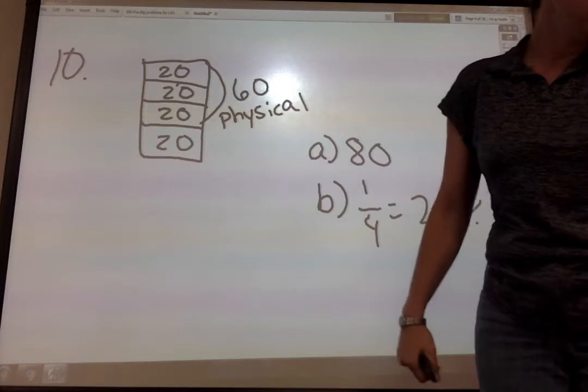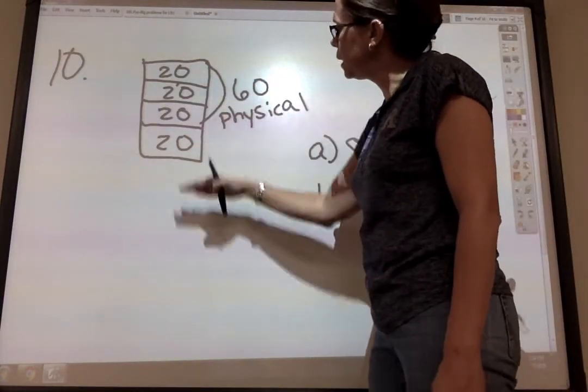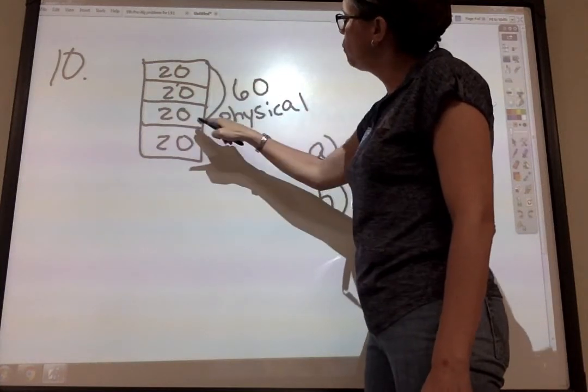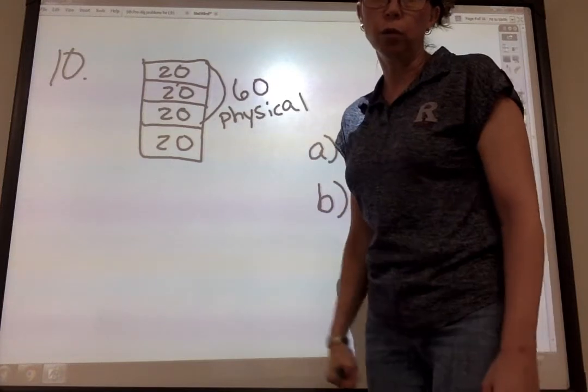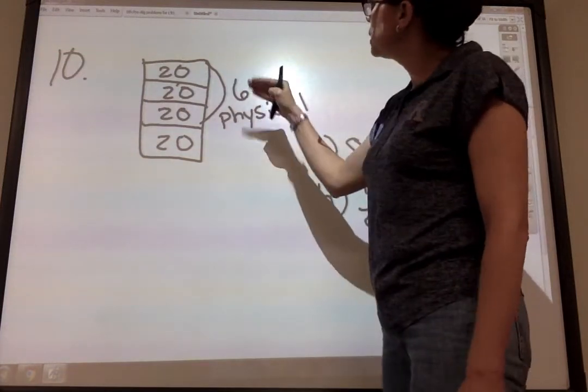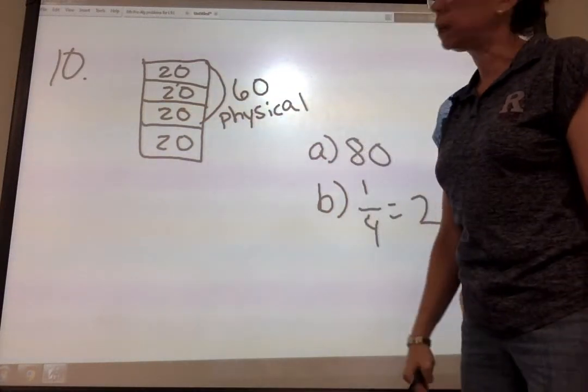Number 10. 3/4 of the exhibits were physical science. 3/4. So I made a diagram. I divided it into 4 pieces. It said 3/4 of those were for physical science and 60 projects were for physical science. So I said 60 divided by 3 is 20. That means 20 goes in each of my blanks.